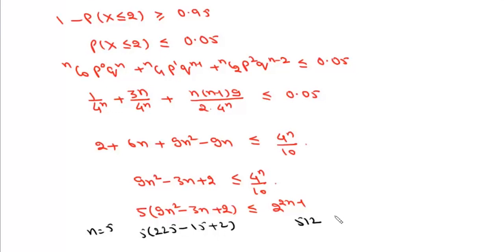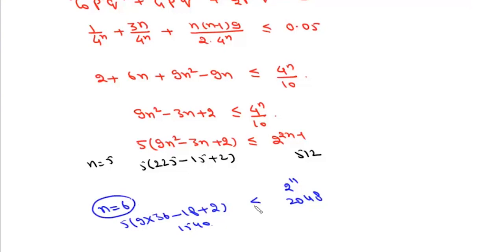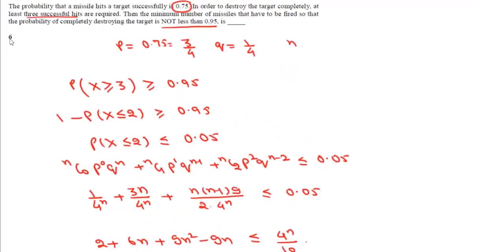Now if we look at n equals 6, for n equals 6, this value will be 2 to the power 11, and 2 to the power 11 is 2048, and here this value will be 5 into (9 into 36 minus 18 plus 2), and here left hand side is 1540. So that means the smallest value of n for which the left hand side is less than the right hand side is 6. So the answer to this question is simply 6.